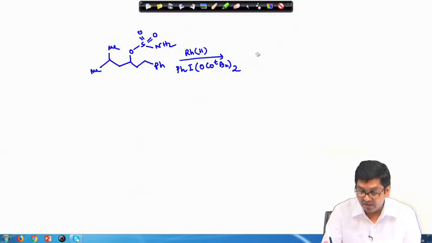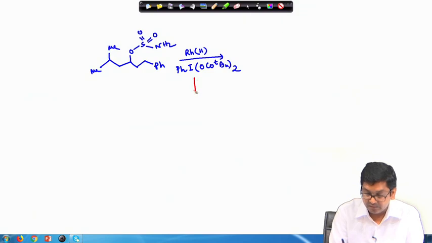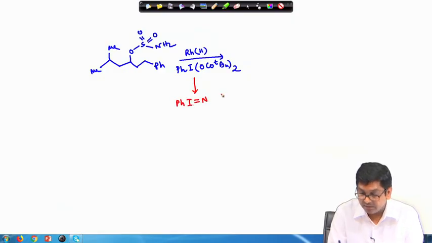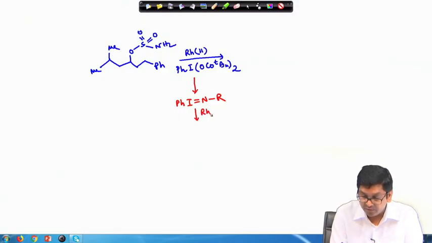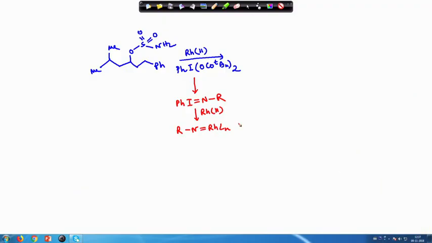that will give, first, what will it generate? These things will generate some iminoiodinane like this. Okay. So, I am not writing the whole thing. And then in the presence of rhodium 2 catalyst, this will give you the metallonitrenes or nitrenoids. Okay. So, once it generates, this electron deficient species can be inserted in two possible ways here.